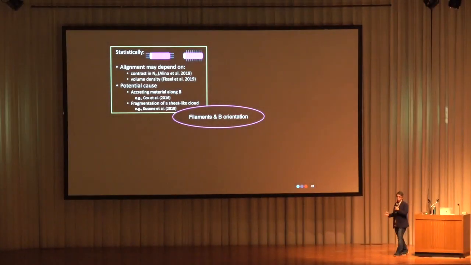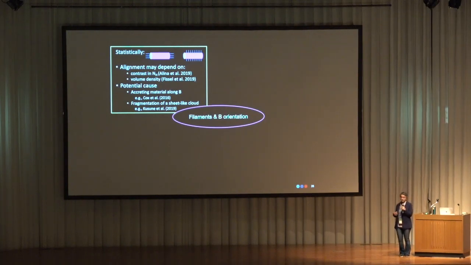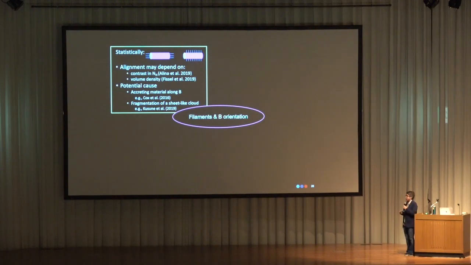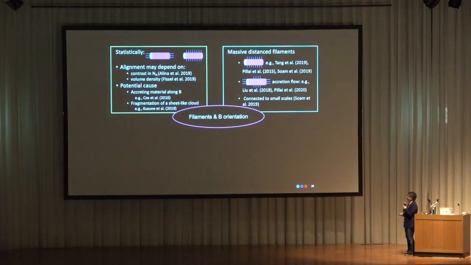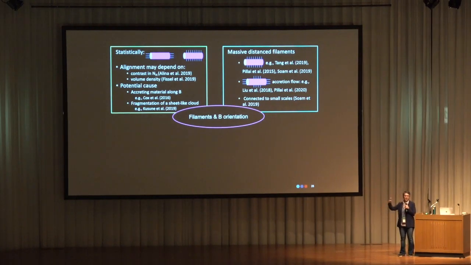So, what are the observations at filament scales telling us? Filaments within these clouds: statistically, we see that the magnetic fields tend to be, again, similar to cloud scales. When we look at the envelopes of filaments, they are parallel or perpendicular to these filaments. And this alignment may actually depend on volume density or the contrast in column density. For massive filaments, other than the perpendicular and parallel magnetic fields, we see a transition back to parallel.